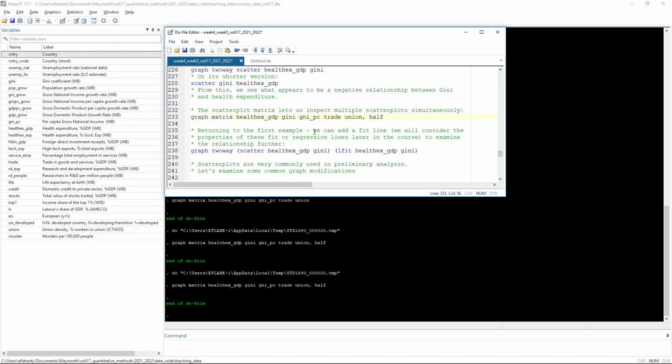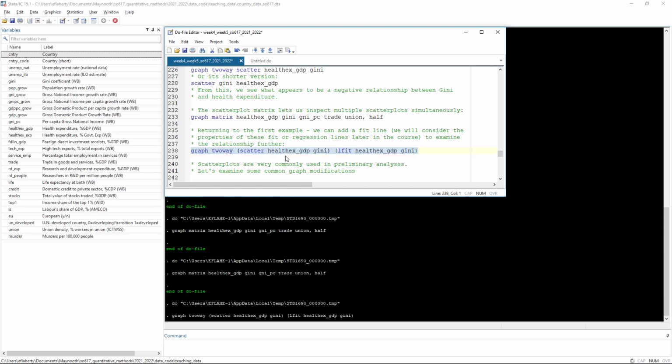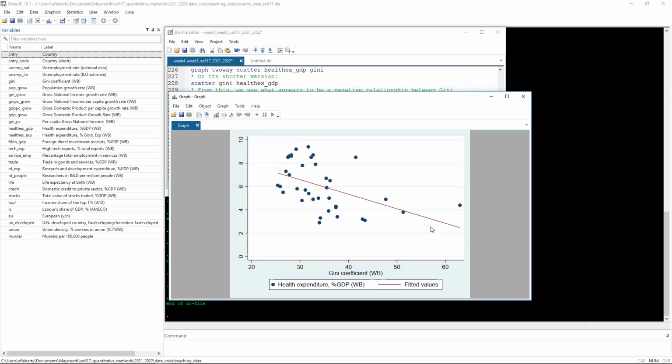Going back to the first example then, as we saw in the slides, we often use fit lines or resistant lines to characterize the relationship between two interval or ratio variables. Taking the example of the plot between health expenditure and inequality, to implement this we need first of all graph twoway, and then in brackets our scatterplot command, scatter health expenditure GDP Gini, and then lfit, shorthand for linear fit, health expenditure over GDP and Gini. If we run this all together, remember it's important that you highlight the command in its entirety and run this, we get a plot that looks like this.